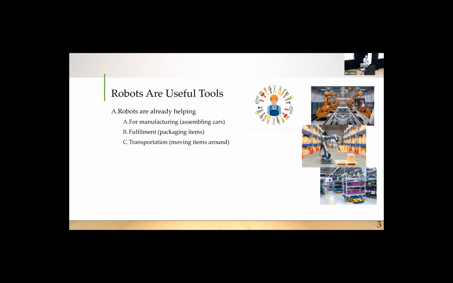So yeah, today, robots have actually been around for a long time. They're very useful tools. They're already helping us a lot in manufacturing, and in fulfillment, being able to package items, and in types of transportation already around the world. Truthfully, they've been around for a long time. This is a robot from almost 100 years ago. It's one of the first humanoid type robots. So robots aren't necessarily something new.